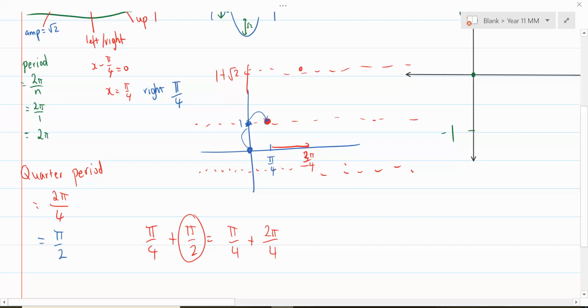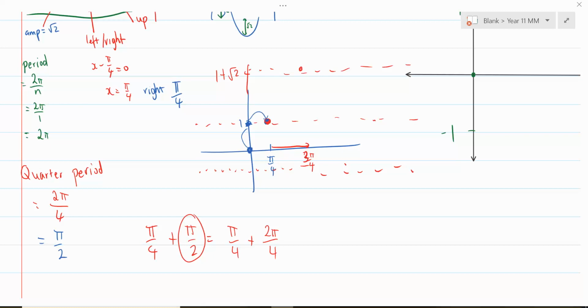So if we have to figure this out now, from pi on 4 to get to the next quarter cycle, add 2 pi on 4. So to get to the next quarter cycle, it has to add another 2 pi on 4. So we went from pi on 4 to 3 pi on 4 to 5 pi on 4. So what's the next one? 7 pi on 4. What's the next one? 9 pi on 4.